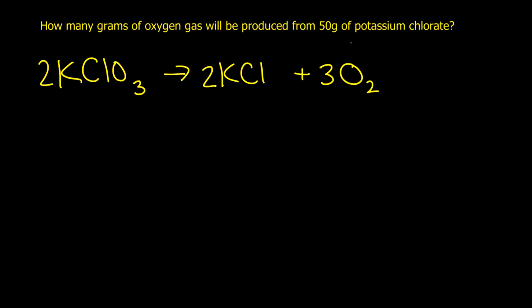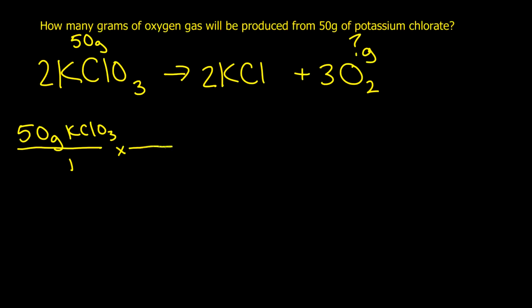So how many grams of oxygen gas will we produce? At some point we're going to have to do a mole conversion to do moles to grams. And we got 50 grams of potassium chlorate. We got 50 grams of this guy. So first thing we need to do is a mole conversion. Well, I got 50 grams of potassium chlorate. Stick that over 1. I need to change that to moles.